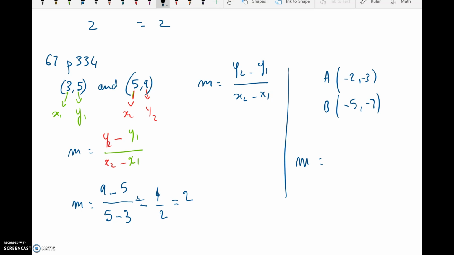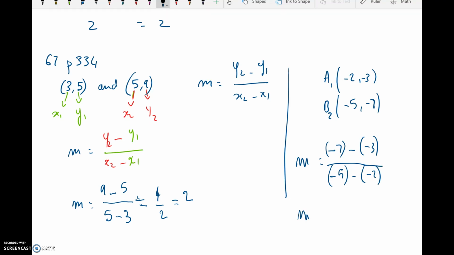The slope is going to be, let's call this point number 2, and this point number 1. You are going to say -7. Every time you are manipulating a negative number, use parentheses. -7 minus (-3), and same thing on the bottom: -5 minus (-2). Now you need to get rid of the parentheses.